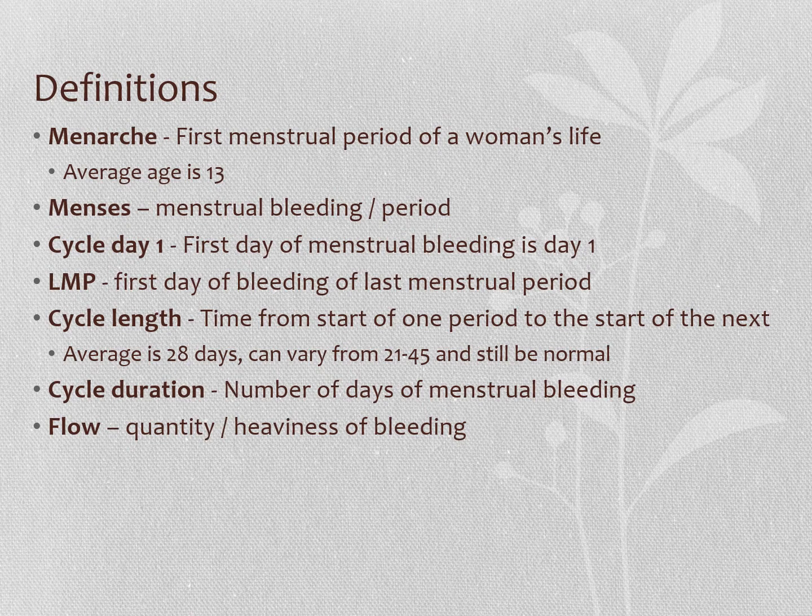Menarche is your first ever period. Menses is what we call the period. Day one of a cycle is the first day of bleeding, the first day of the period. LMP is the first day of the most recent period, so it's day one of the most recent cycle. Cycle length is the time from day one of one period to day one of the next. Cycle duration is how many days you bleed. And flow is, of course, how heavily you bleed.